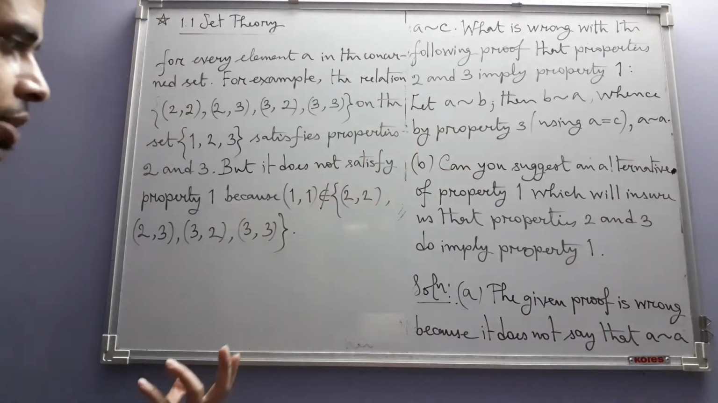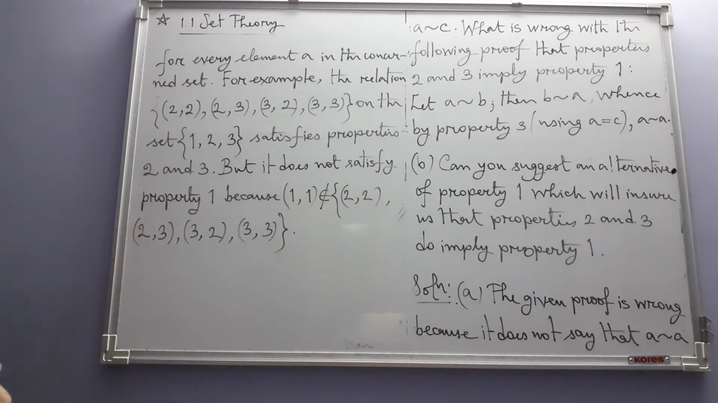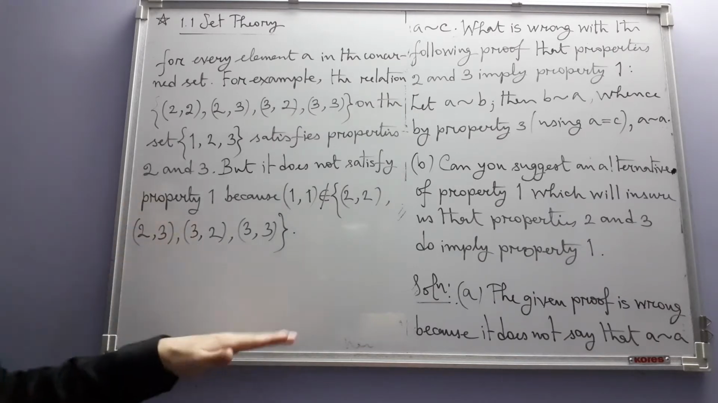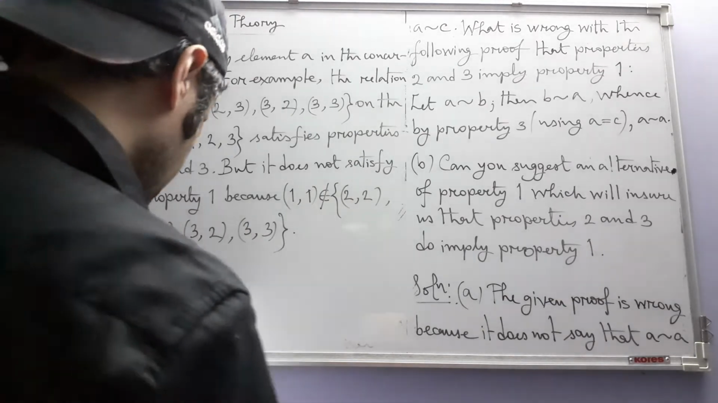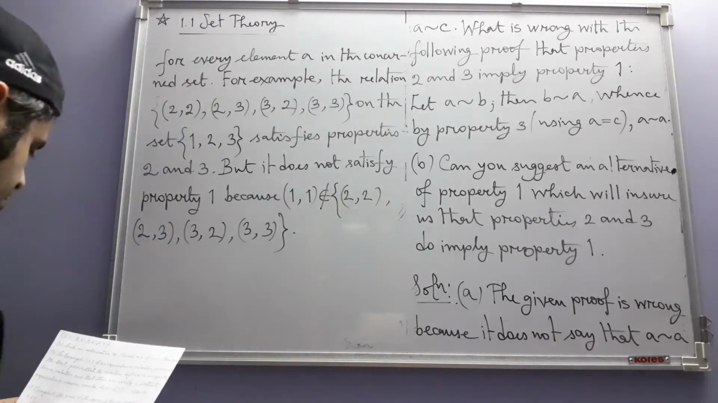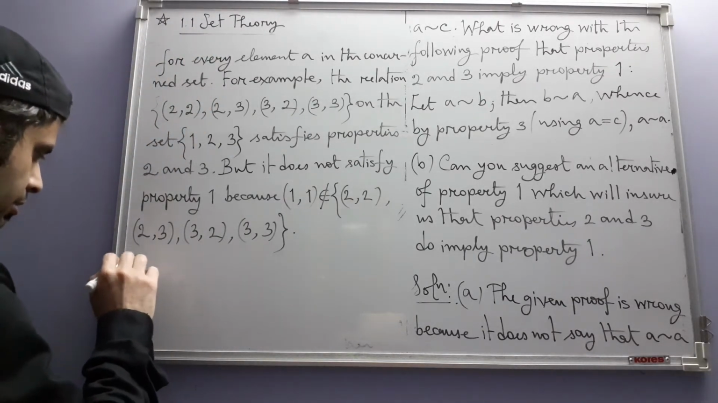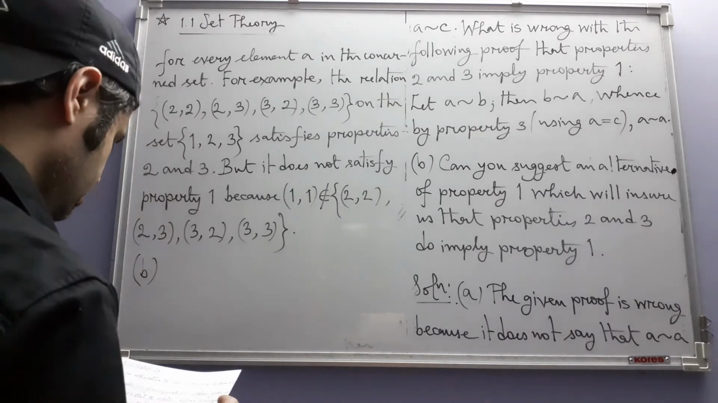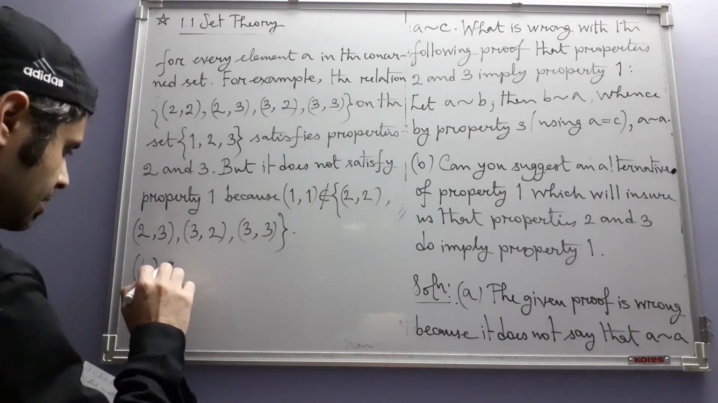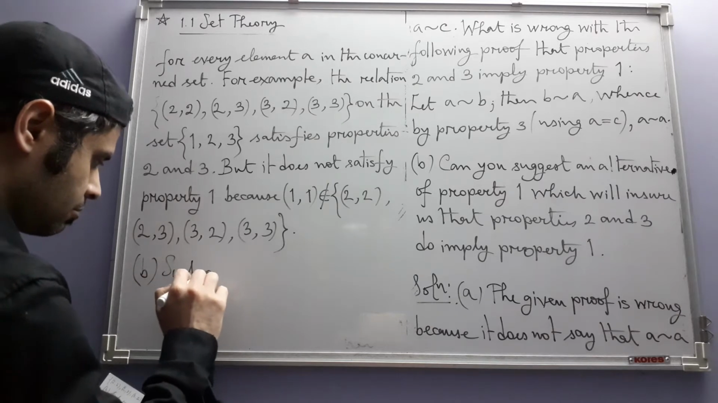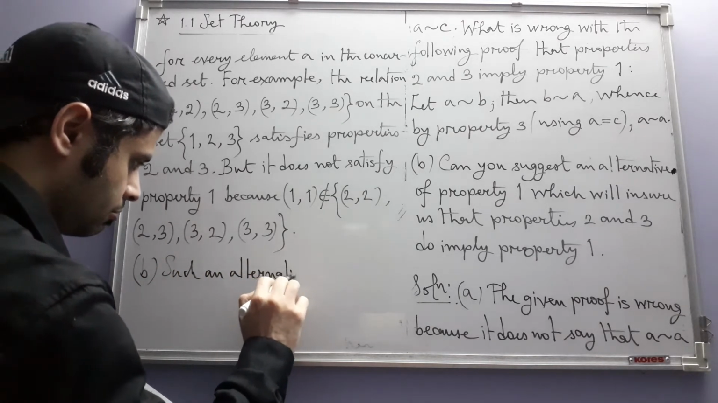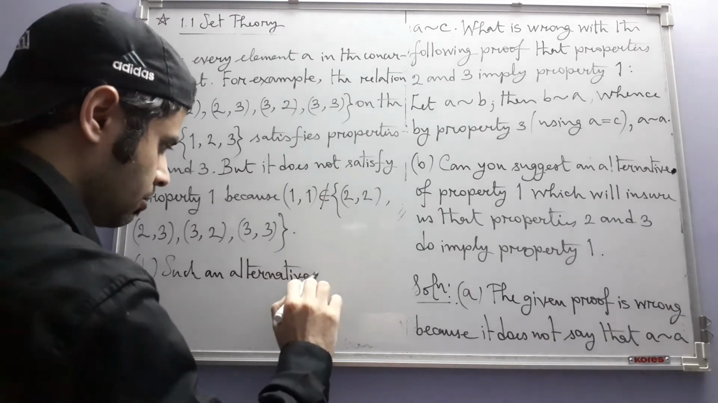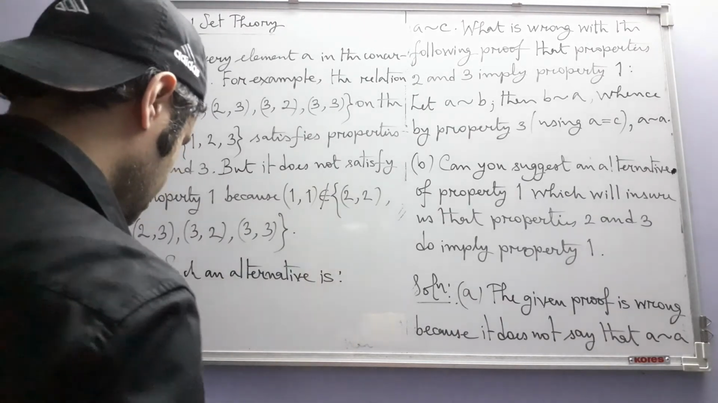So that's how I will modify property 1, so that the modified property will be a consequence of properties 2 and 3, and it goes like this. And the answer is short. Such an alternative is this.